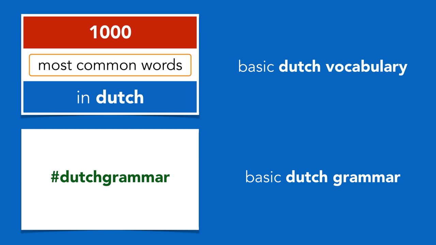In my other course, hashtag Dutch Grammar, I explain in detail when we do use articles and when we don't. And also, how other words in the sentence change depending on whether the article is de or het. For learning the basics, this course is fine. You can always decide later to combine this course with hashtag Dutch Grammar. Let's continue and learn how we greet each other.